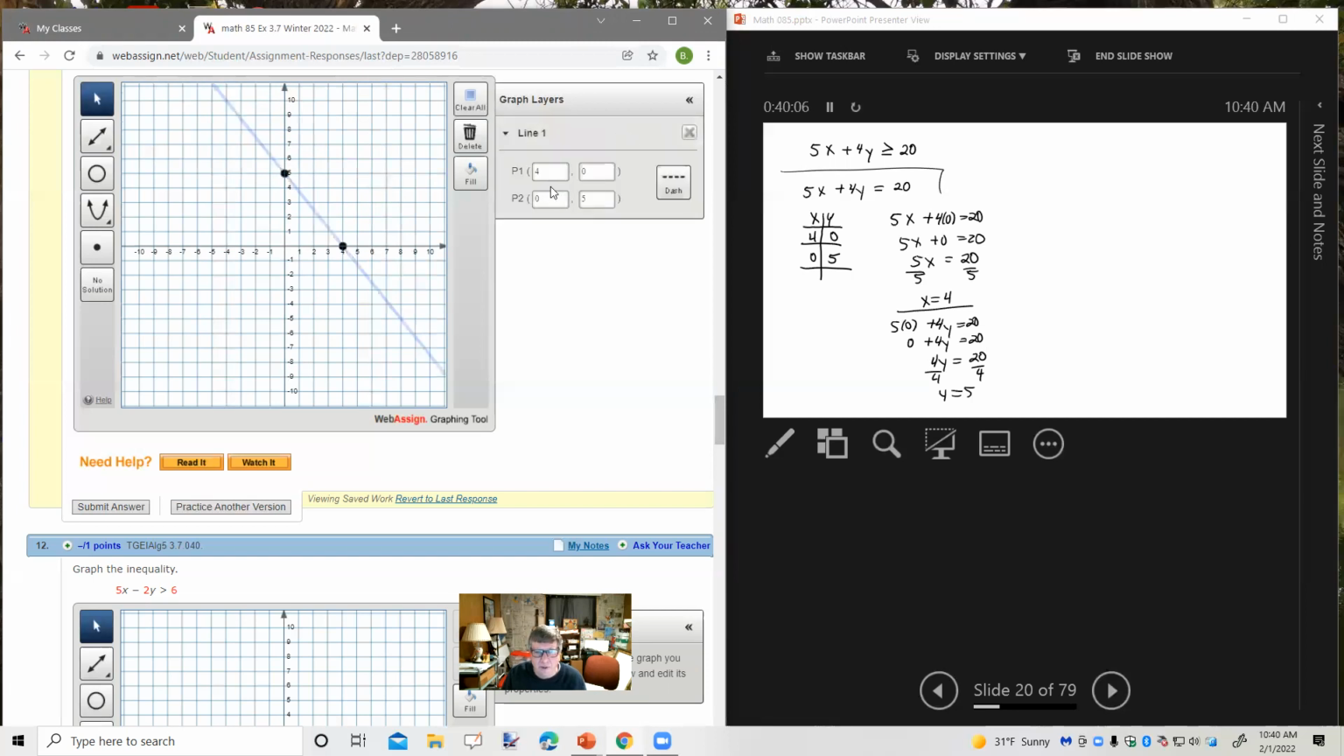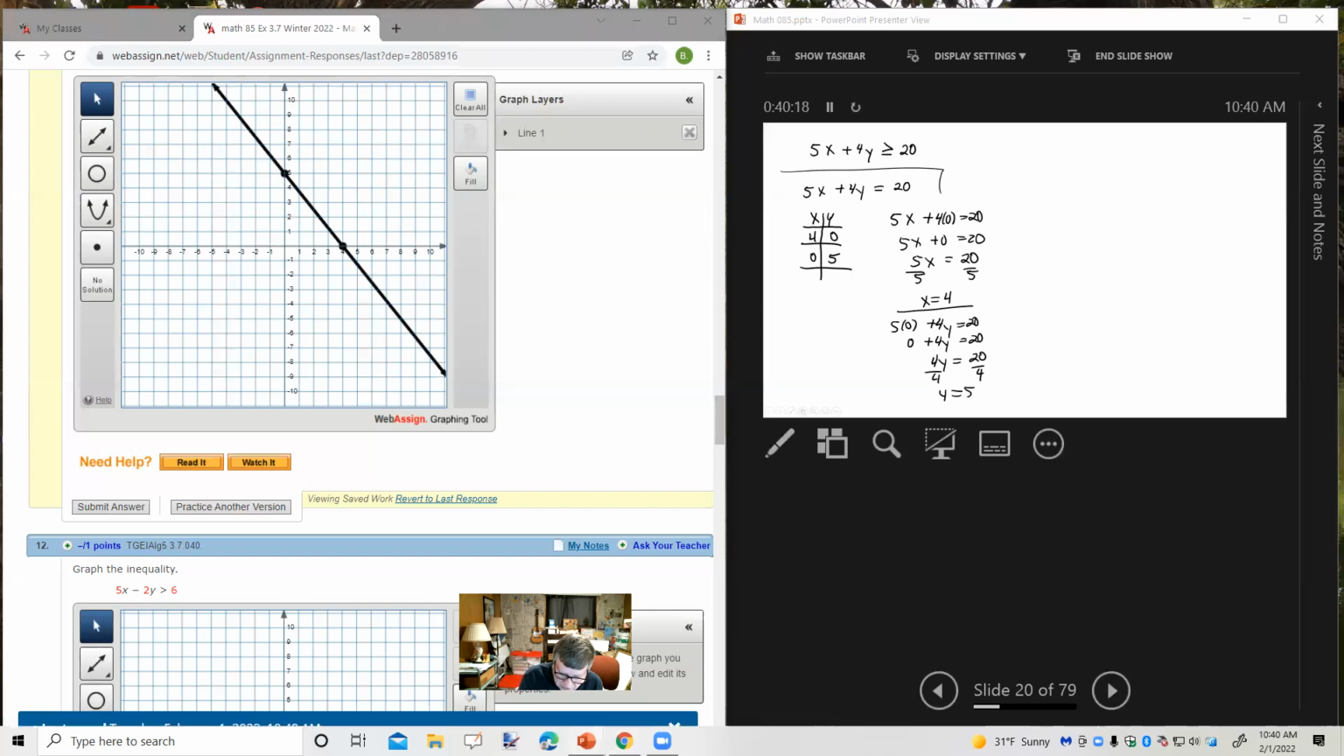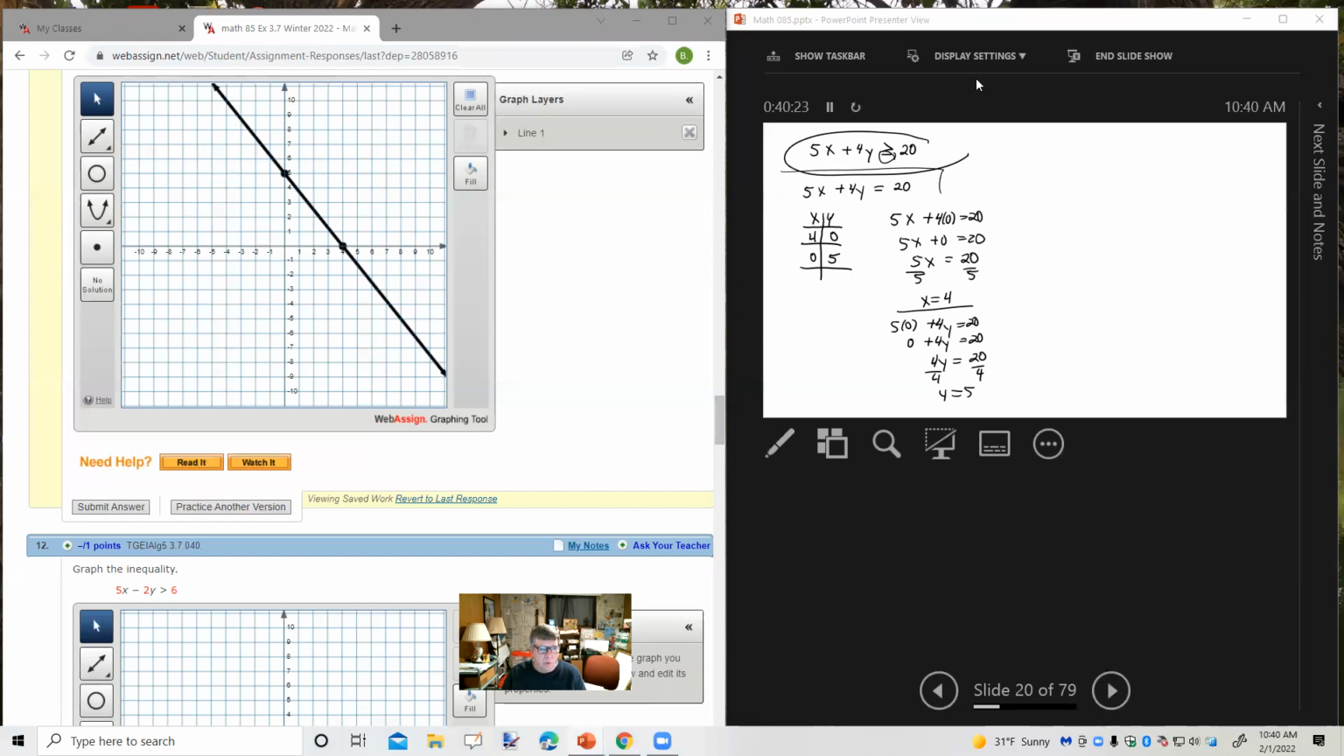I'm going to confirm, yes, my points are where I need them. Now, my next question is, should this line be solid or dashed? Solid. Yes, because I'm actually doing this graph and it includes the equal. Okay, so I want this line to be solid. Excellent. So now from here on out, we're actually going to consider the inequality, and I'm going to pick a test point. Again, 0, 0 is not on the line, so that looks like a good test point.